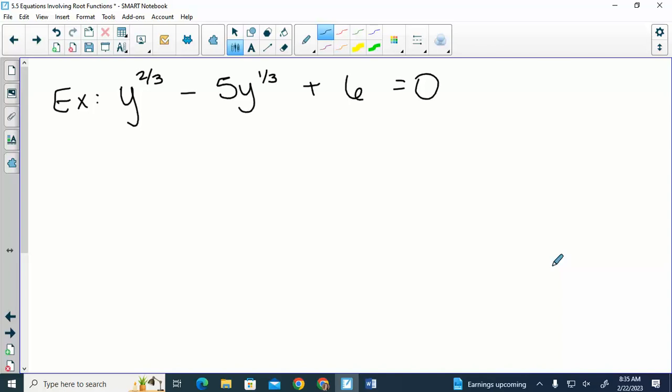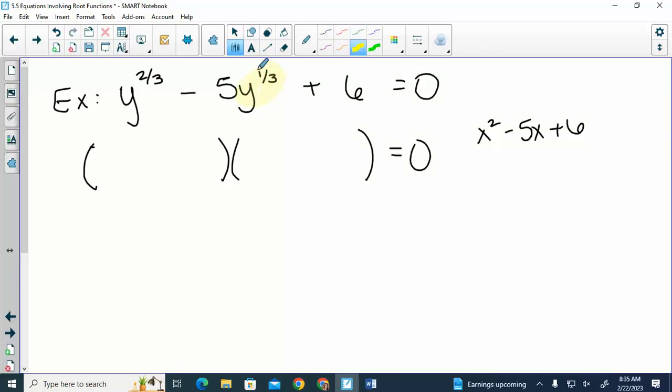Well, let me ask a different question. If I gave you x squared minus 5x plus 6, what would you do to solve that? We can do the easy method with this. Oh, yeah. It's a quadratic type. We have a 1/3 and a 2/3. If you have y to the 2/3 and you put half in each parenthesis, what do they each get? 1/3.